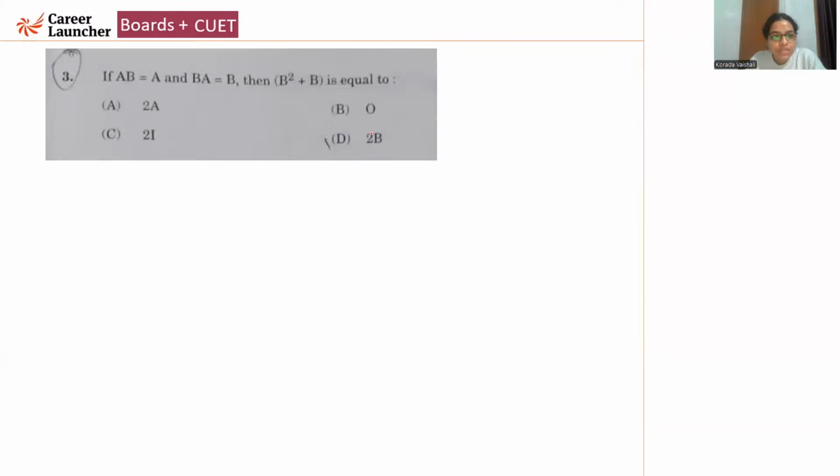Now, moving on to question number 3, it says that if AB is equal to A and BA is equal to B, then what is the value of this expression? So let us write down what is given to us, that AB is equal to A and BA is equal to B. Now post multiply B both sides. So this is going to be ABB, so this is equal to AB. And here also BAB, which is equal to, now consider that AB is equal to A.